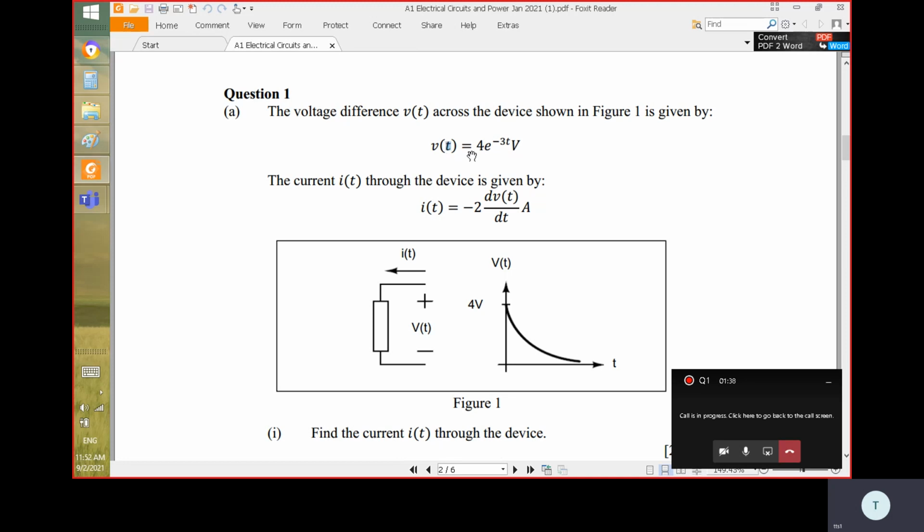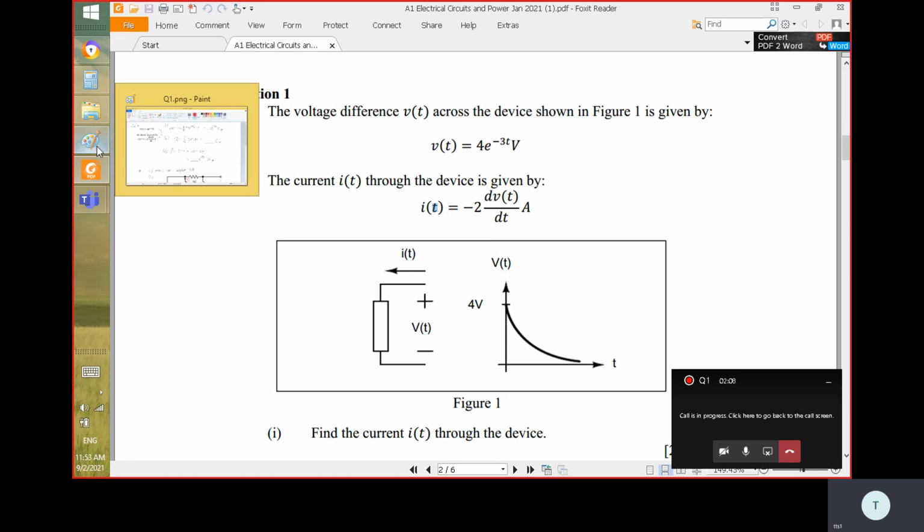And you are also given the current i as a function of time, which is minus 2 dv/dt. So this v(t) really refers to this v(t). That means you can find i(t) by putting this inside this equation and doing the derivative. Okay, you will get i(t).